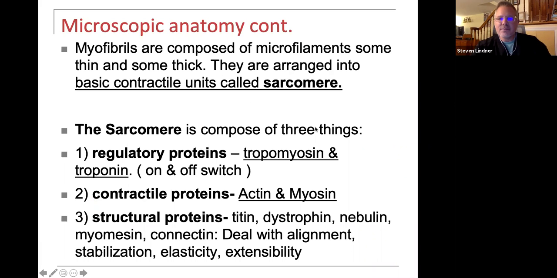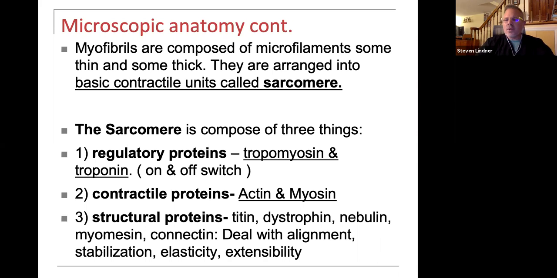So the sarcomere is composed of three different things. Number two, the contractile proteins that I mentioned before, actin and myosin. In an earlier lecture, I mentioned these two regulatory proteins, troponin and tropomyosin. They're called regulatory because they're going to regulate the contraction. It's basically considered to be the on or off switch. And then we have structural proteins, titin, dystrophin, nebulin. They deal with alignment of muscle and the stabilization and the elasticity or extensibility of the muscles themselves.